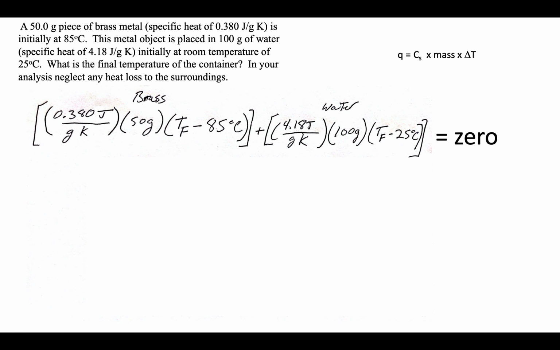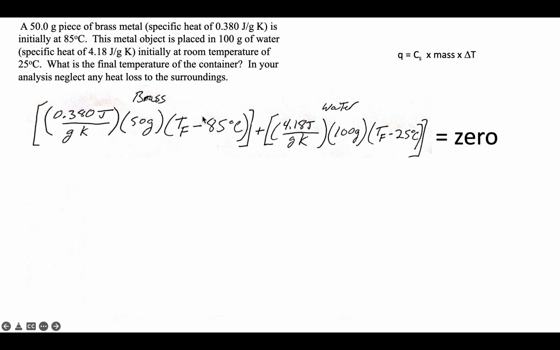So the way that I set this one up, I took the expression here for the brass. It has a specific heat, the mass of 50 grams, and then it's set up for a final condition, final temperature minus initial. I don't know what the final temperature is, but I know it was initially at 85. For the water, I have its specific heat, the mass that was involved. It's also going to be a final minus initial temperature. The final temperature is the same for both of these because the entire container is going to reach the same final temperature. So I only have one variable in the entire expression.